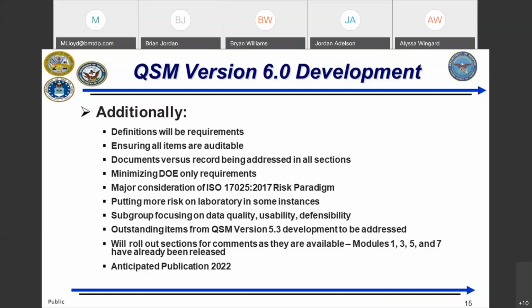Any outstanding items from QSM version 5.3 development will be addressed. We had a long list there because, as you know, QSM 5.3 was a bridge document just to get us in compliance with 17025-2017. As you've seen already, we're rolling out sections for comments as they become available. We've already rolled out modules 1, 3, 5, and 7. And like I said previously, we anticipate the publication to be sometime in 2022.